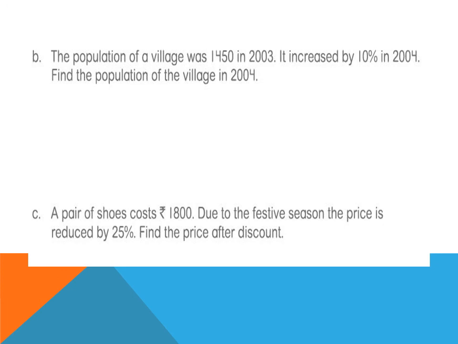Now question number B. The population of a village was 1450 in 2003. It increased by 10% in 2004. Find the population of the village in 2004. Question number C. A pair of shoes cost rupees 1800. Due to festive season, the price was reduced by 25%. Find the price after discount. Pause the video, take your time and try to do this yourself. After that, we are going to move on to the answers.